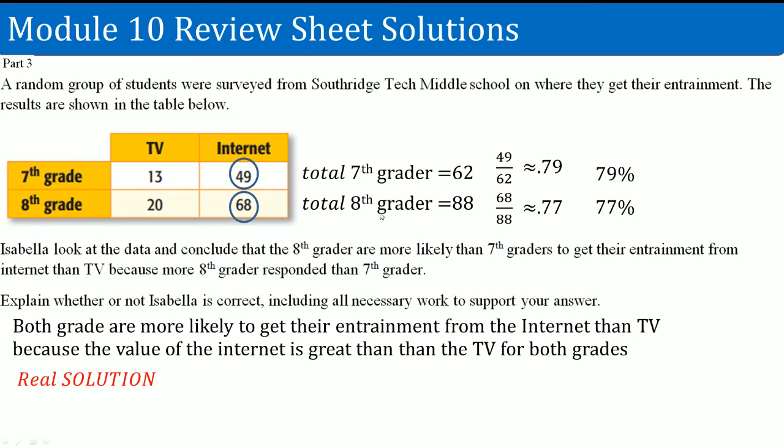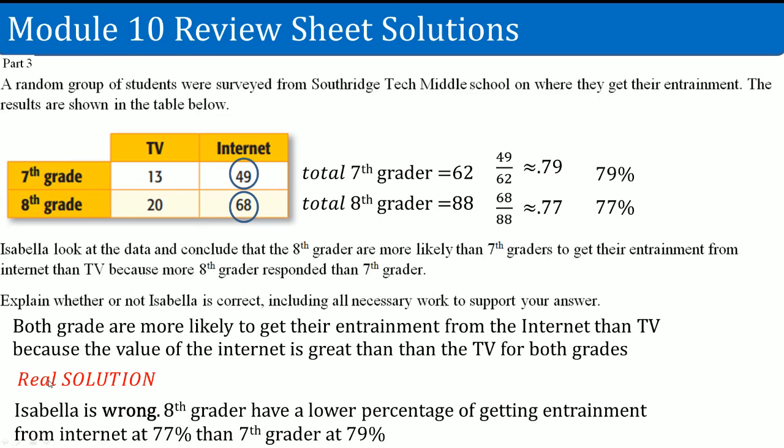You see, here's the issue. You would say that Isabella is actually wrong. The 8th graders actually have a lower percentage than the 7th graders. The 7th graders are at 79% that prefer internet, and 8th graders are at 77% that prefer internet over TV. So here, Isabella is actually wrong because you could conclude that the 7th graders are more likely to get their entertainment from the internet than TV because their percentage is actually higher.